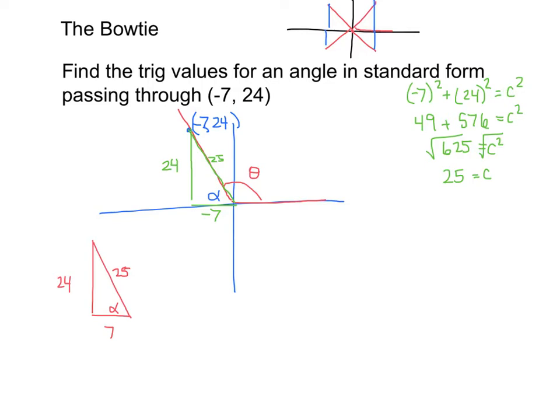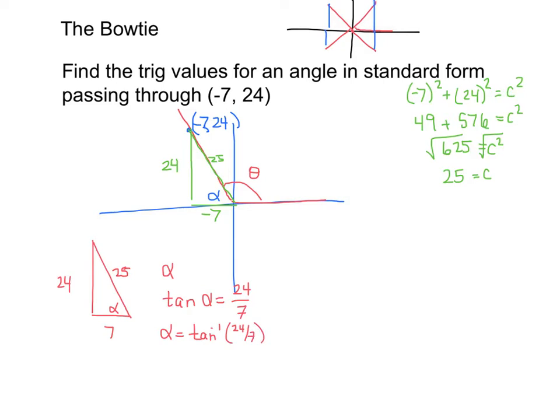I want to find the measure of the angle alpha, and I want to find out what the different trig values are. So if I want to find the measure of angle alpha, what I'm going to do is I am going to pick my favorite trig function value, let's say tangent, and I'm going to write the tangent of alpha equals my opposite over my adjacent. So to find alpha, I'm going to do the inverse tangent of 24 over 7, and then I'm going to use a calculator to evaluate that.